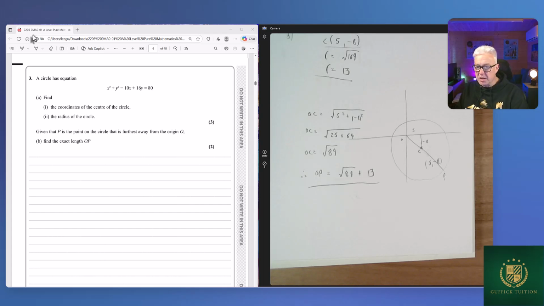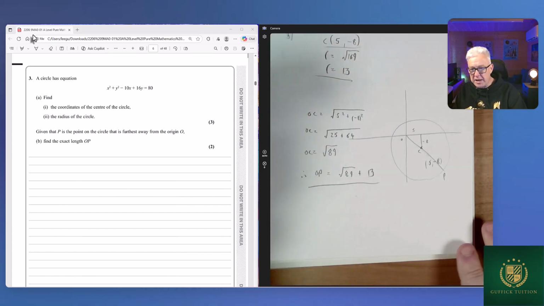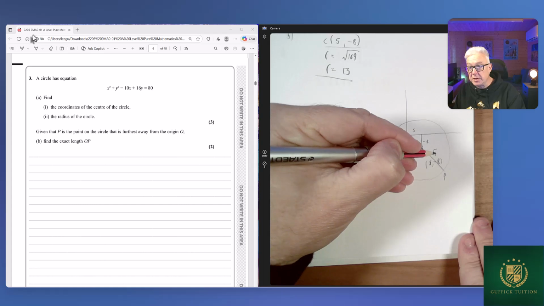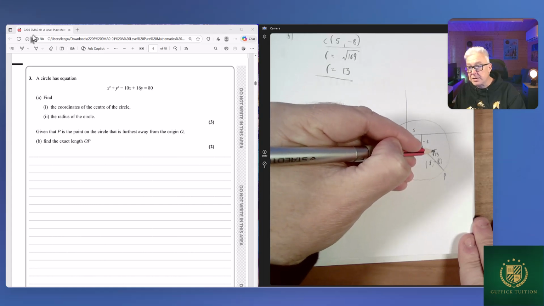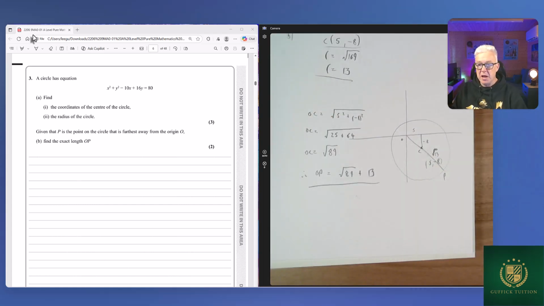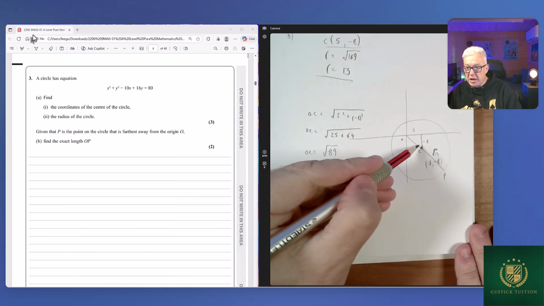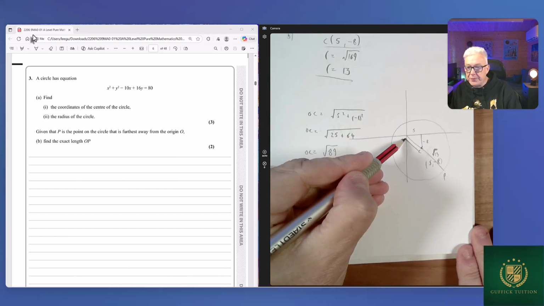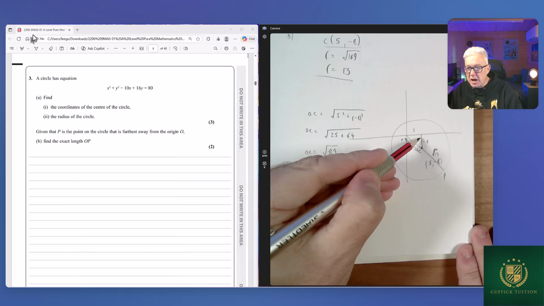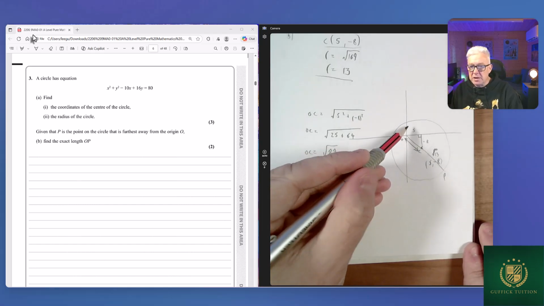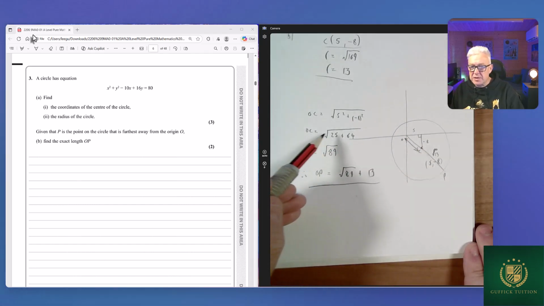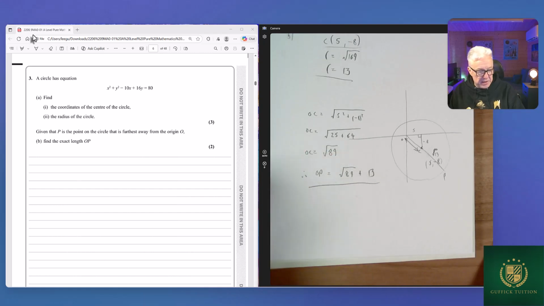Okay, so what can we say about this? Well, we know that the radius itself is 13 because it's root 169. So now that means that we just need to really find the length from O to C and add it on to 13. And we can just use Pythagoras to do that. So 5 squared add minus 8 squared is 25 add 64. Add them together gives us 89, so that is root 89. So therefore the exact length of OP is 13 add root 89, which is the answer to this question.